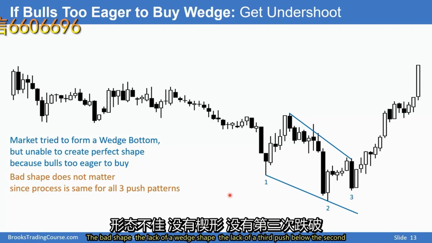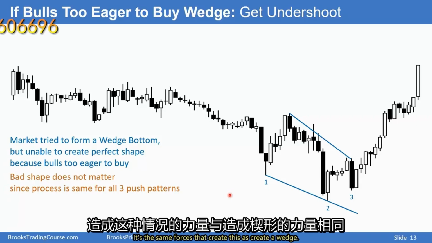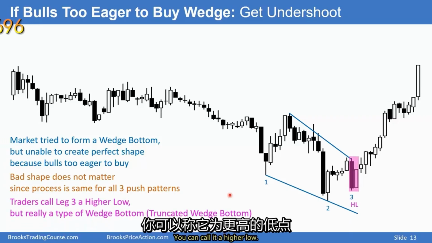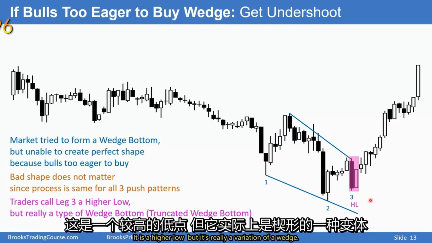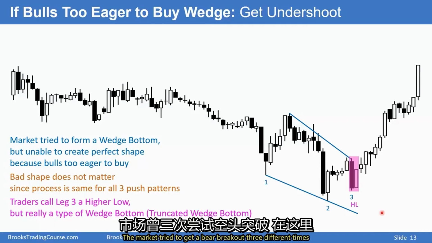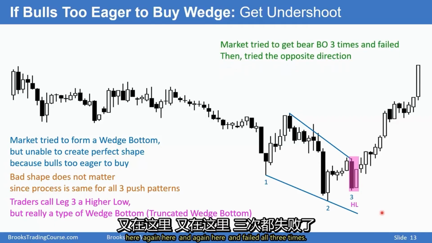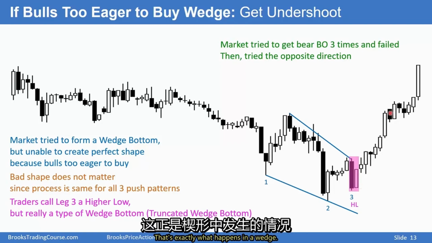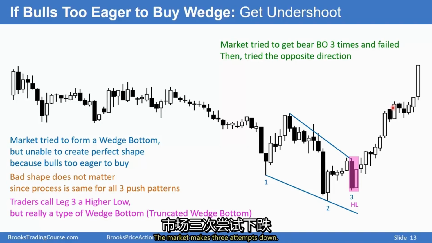The bad shape, the lack of a wedge shape, the lack of a third push below the second does not matter. It's the same forces that create this as create a wedge. You can call it a higher low. It is a higher low, but it's really a variation of a wedge. The market tried to get a bear breakout 3 different times, here, and again here, and failed all 3 times, and then it decided to try in the opposite direction. That's exactly what happens in a wedge.